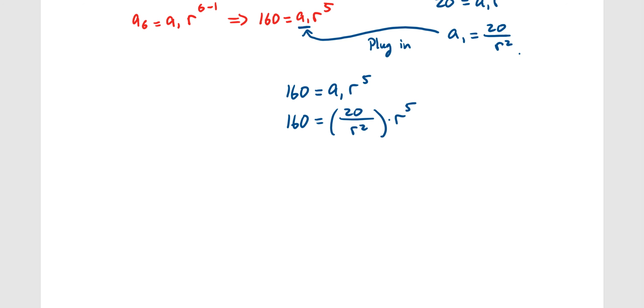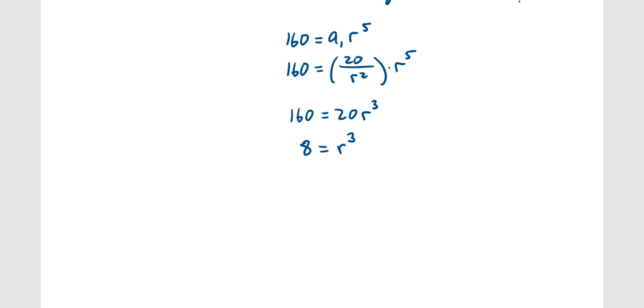And we can cancel two of the r factors and end up getting 160 equals 20 r cubed, or subtract the exponents, 5 minus 2 gets 3. Divide both sides by 20. We end up getting 8, 160 over 20. And we get r cubed equals 8. To solve this for r, we have to take the cube root of both sides. So r equals the cube root of 8. That means r equals 2.